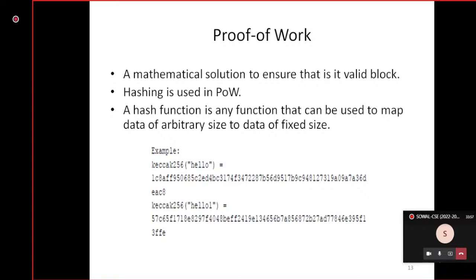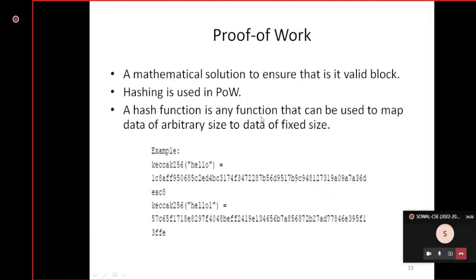Okay, so what kind of puzzle is there in the proof of work? Basically, a cryptographic hash function is used, the secure hash algorithm 256 (SHA-256). This algorithm is used to generate the puzzle. In proof of work, a mathematical solution ensures that it is a valid block, and hashing is used in the proof of work.